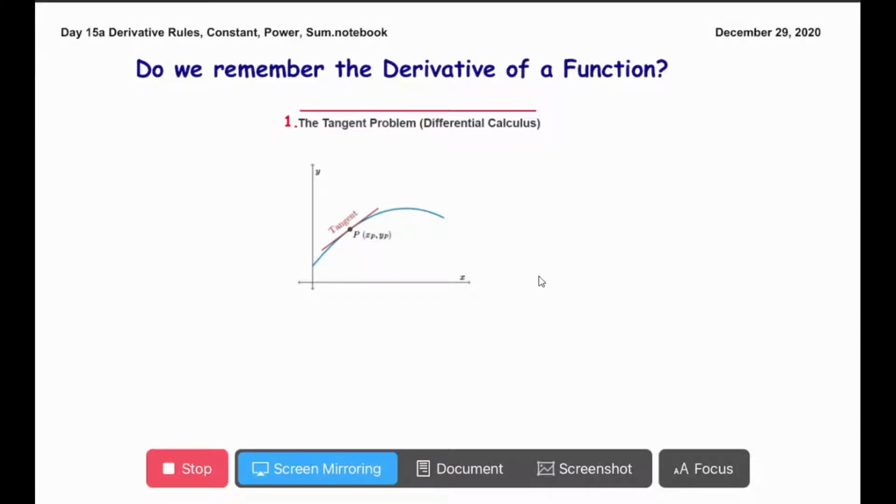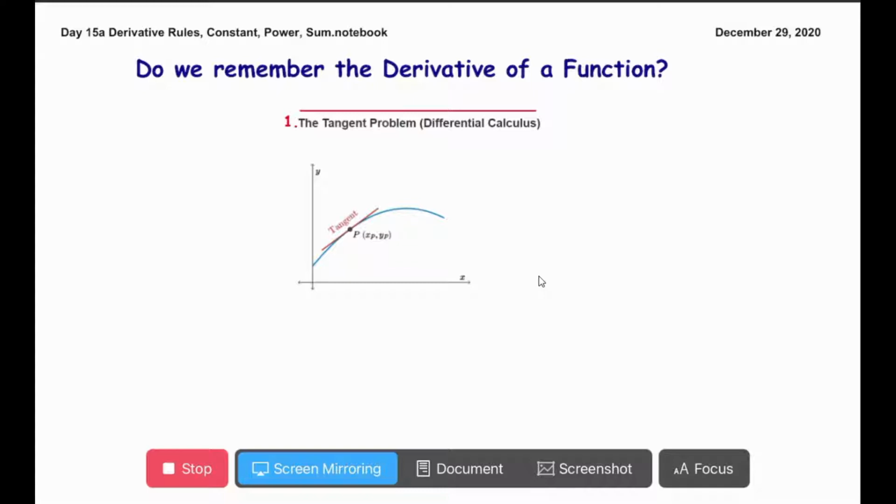Let's talk about derivative rules. So we're going to start at the foundation here, quickly go over what we've already learned in regards to working with derivatives, and then begin to extend that to some rules that are going to make our life a little easier. So fundamentally, do we remember the derivative of a function?